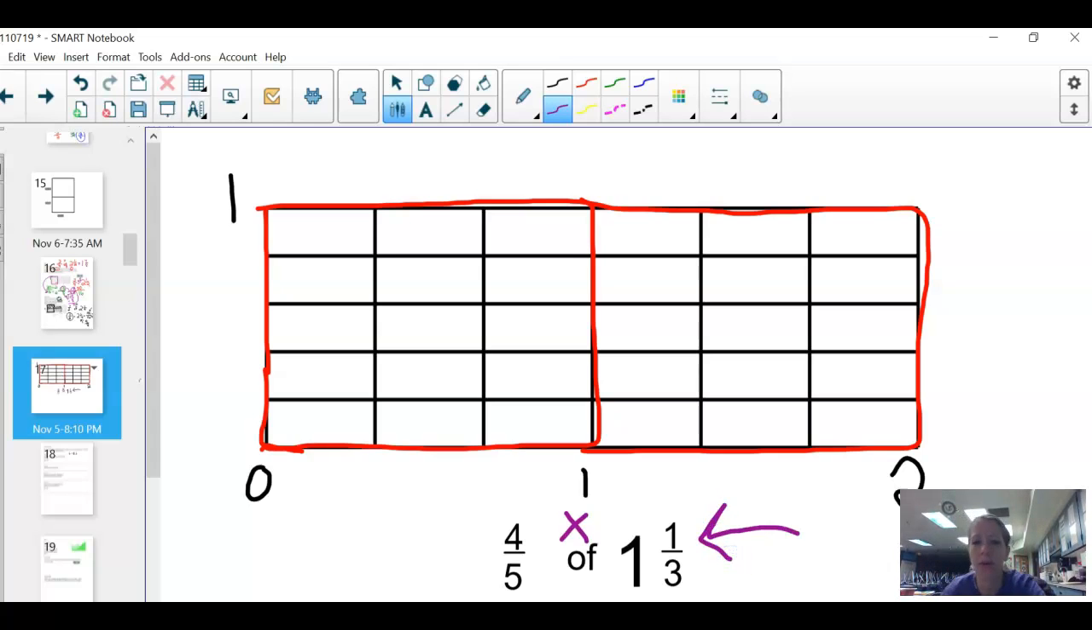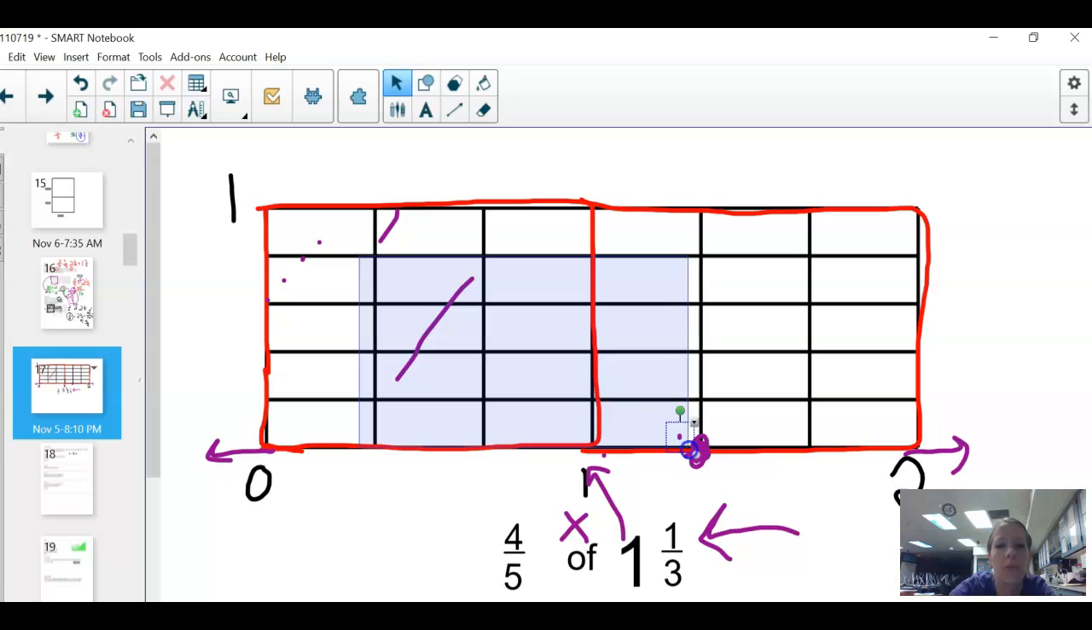Of the 1 1/3, I have 4/5. So here's the 1, but I don't just need 1, I need 1/3. So I look here and I have 1, 2, 3, 3 parts. Think of this like a number line. 1 1/3, well, it's past the 1, and it's one spot past because it's already broken up into thirds.